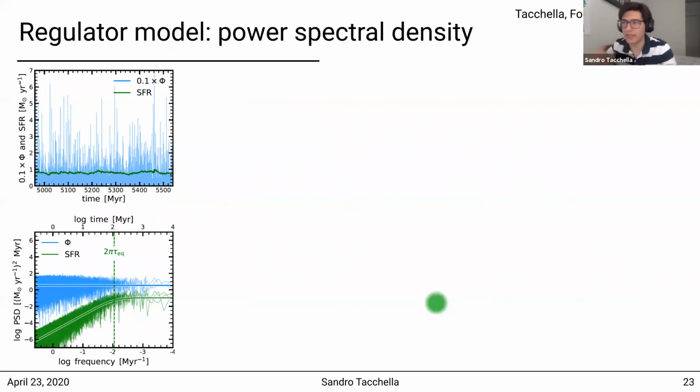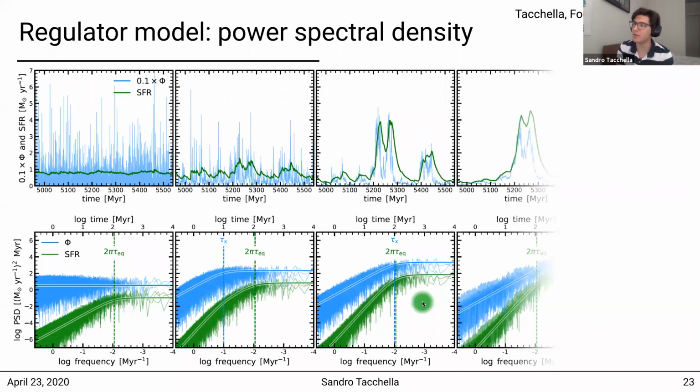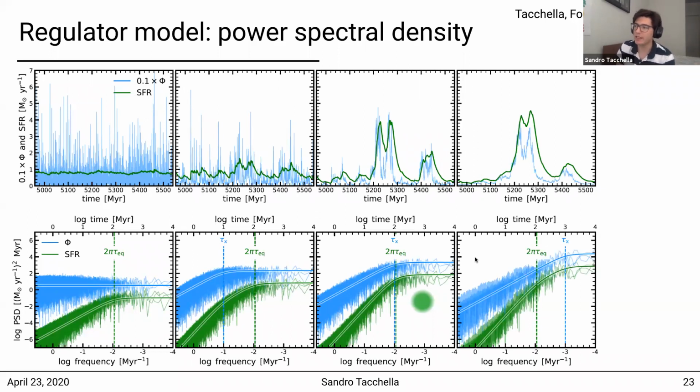And so you can expand this. You can say what happens if the power spectrum of the inflow rate is even more complicated. And so we have explored this. And what you basically can see is that in this simple model, you always correlate the star formation history by a factor of 2, or by an addition of 2 in the slopes.